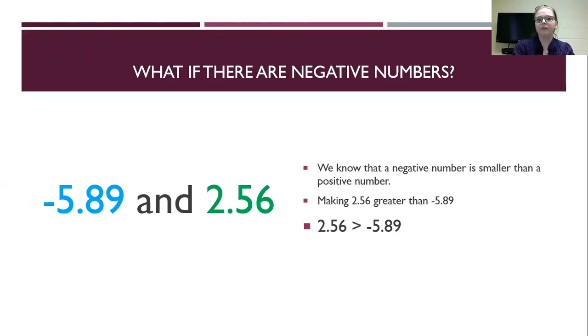Now we're going to look at what if there are negative numbers involved. When we're looking at decimals, we need to know that if anything is negative, that's going to make it the smaller number compared to a positive number. So we got negative 5.89 and positive 2.56. Looking at the numbers by themselves, we know that 5 is greater than 2. But when it has this negative sign on there, we're going to the left of the 0 on the number line. So that's going to make this smaller. So technically, 2.56 is greater than negative 5.89.